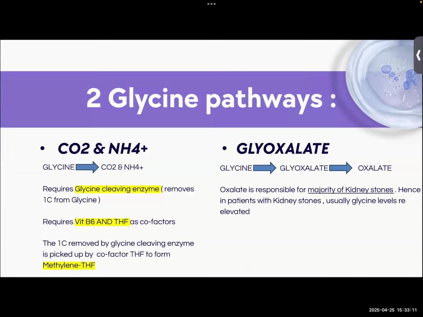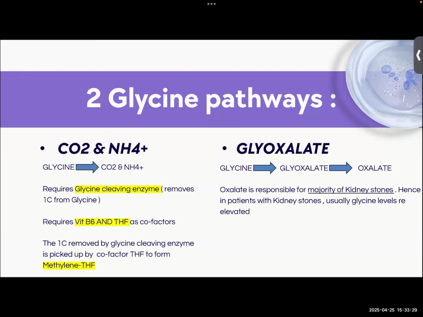The cofactors required are vitamin B6 and tetrahydrofolate. Again, very important for you to remember this. They do ask this, as stupid as it may seem, because it seems like it's not important, but this is something that they will ask you in the MCQs, the cofactors. Vitamin B6 and tetrahydrofolate are the cofactors for this reaction.